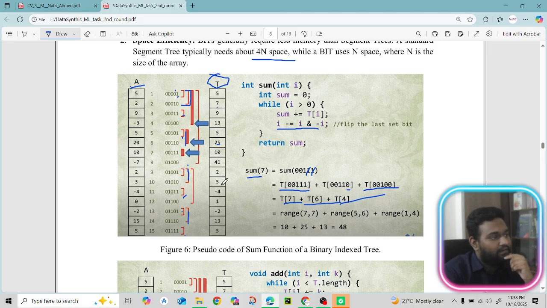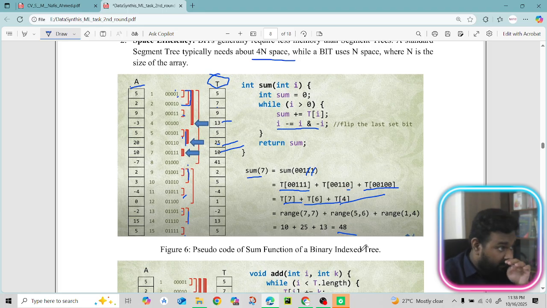If I look into the array, T7 means 10. Then T6 means 25, and T4 means 30. So after summing this, I will get 48. This is a very easy technique. That's a very easy way to do this.